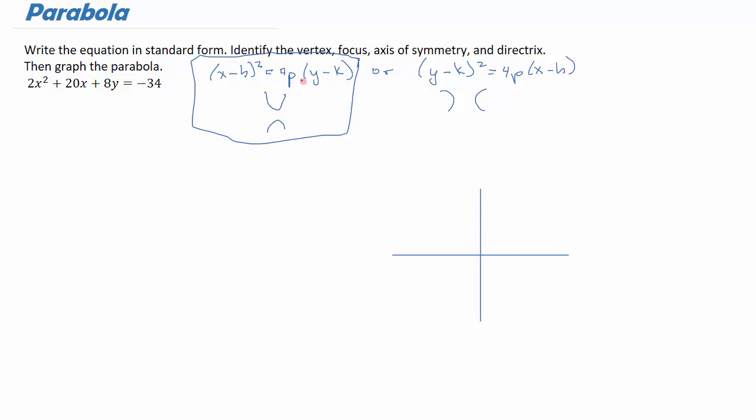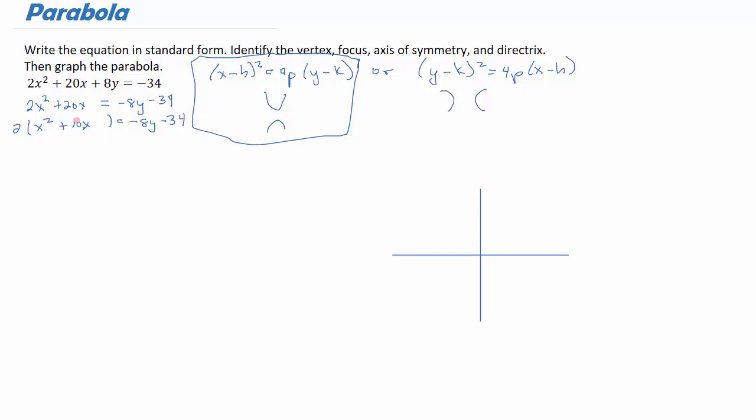How we're going to tell is taking a look at what the value of our p is. So let's put it into standard form. In order to do that, let's get all of our x's onto one side and the y's on the other. So 2x squared plus 20x equals negative 8y minus 34. Next, we're going to factor out a 2. So x squared plus 10x, I'm going to leave a little space here, equals negative 8y minus 34.